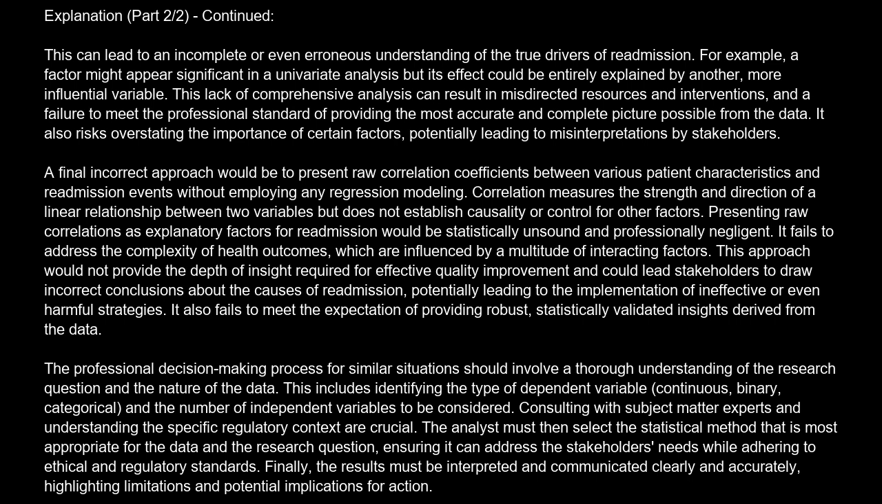The professional decision-making process for similar situations should involve a thorough understanding of the research question and the nature of the data. This includes identifying the type of dependent variable, continuous, binary, categorical, and the number of independent variables to be considered. Consulting with subject matter experts and understanding the specific regulatory context are crucial. The analyst must then select the statistical method that is most appropriate for the data and the research question, ensuring it can address the stakeholders' needs while adhering to ethical and regulatory standards. Finally, the results must be interpreted and communicated clearly and accurately, highlighting limitations and potential implications for action.